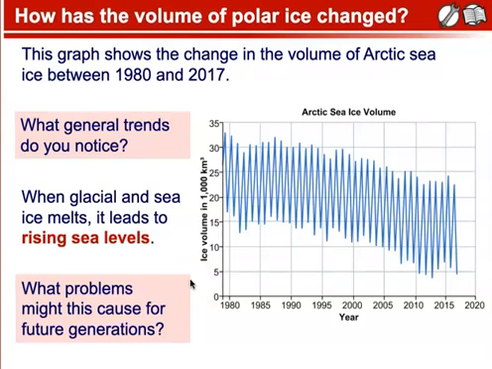Problems associated with melting ice and sea level rise include increased ocean salinity and acidity, increased erosion and slumping in coastal areas, and saltwater encroachment into freshwater reservoirs as well.